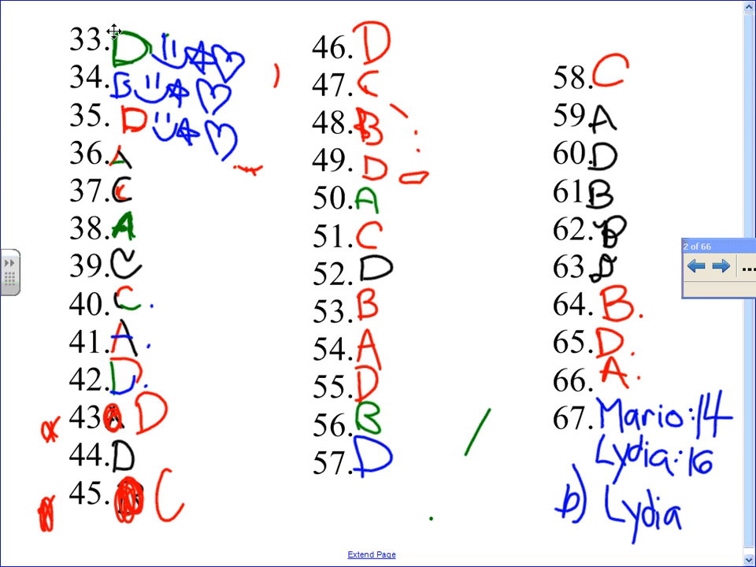And then 43 just asked, which of the following measures should she calculate? If she earned it most frequently, that's the mode. Mode is always the number that occurs most frequently.